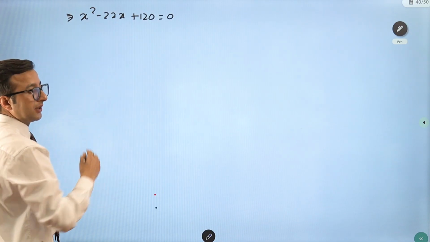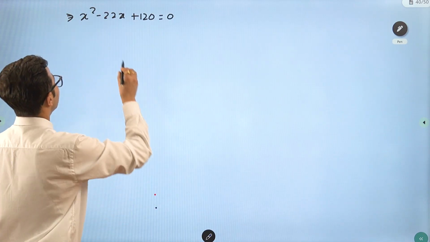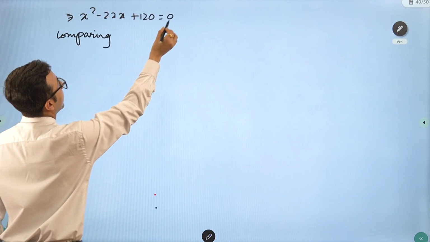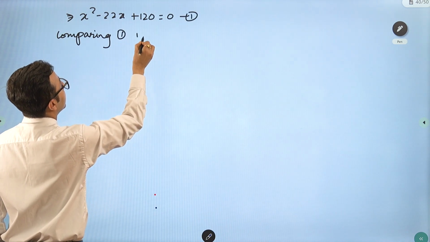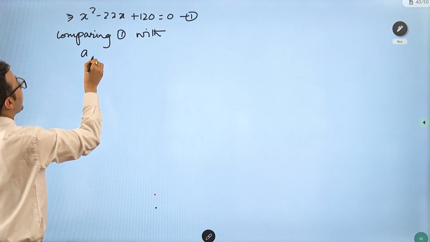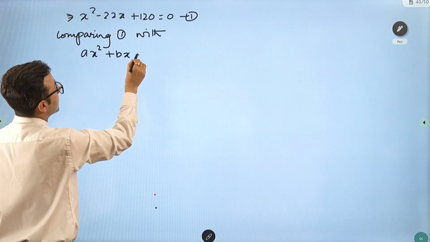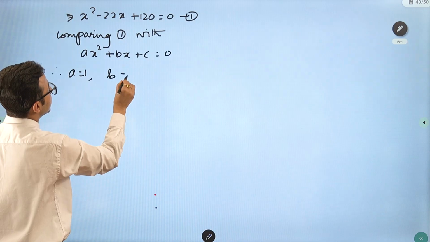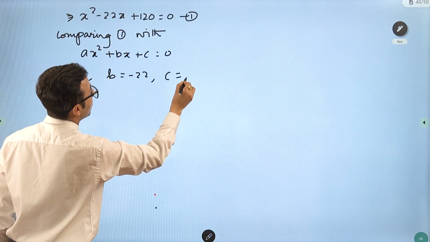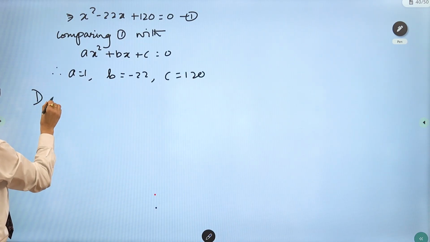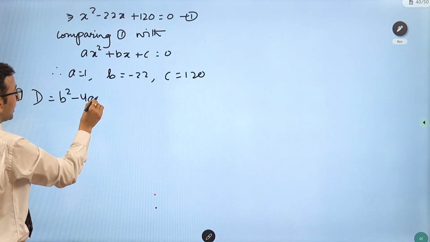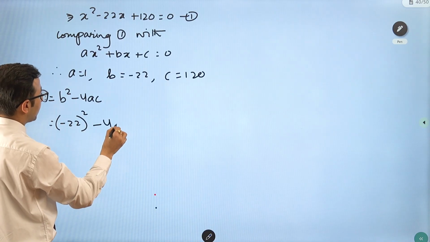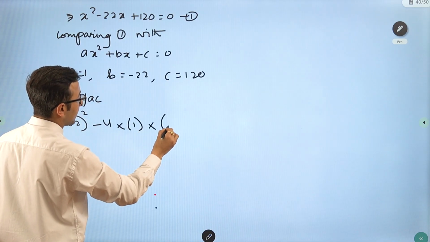So here, let us try to use the quadratic formula. First of all, what you need to do is compare this equation 1 with ax square plus bx plus c is equal to 0. So we will get the value of a is 1, value of b is minus 22, and value of c is 120. First we will find the discriminant. D is b square minus 4ac. So this is equal to minus 22 whole square minus 4 into a into c, which is 120.